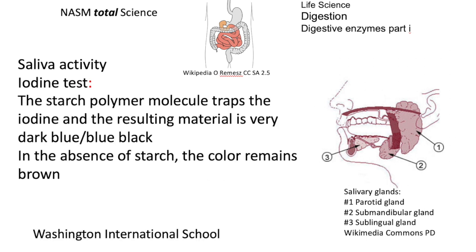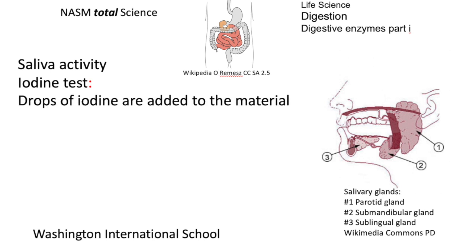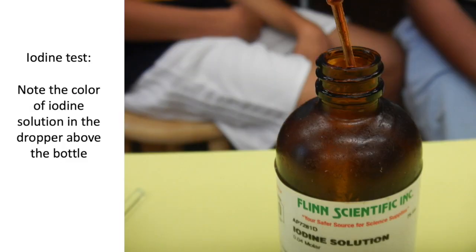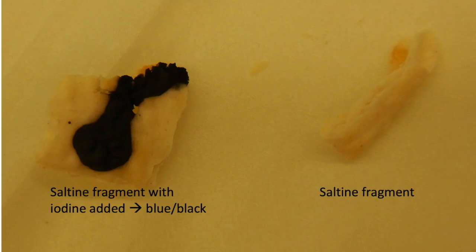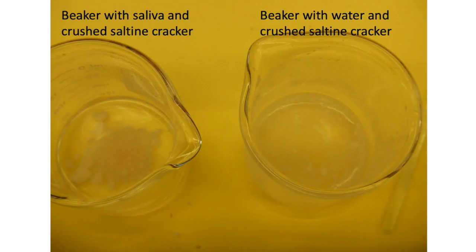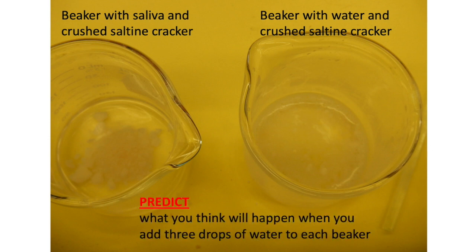The iodine test: the starch polymer will trap iodine within the starch molecule, resulting in a material that is dark blue or blue-black. In the absence of starch, the iodine will remain brown, and you can see it in the dropper at the top here. And here's a sample where it's been added to the saltine cracker. The colour there is the blue-black.